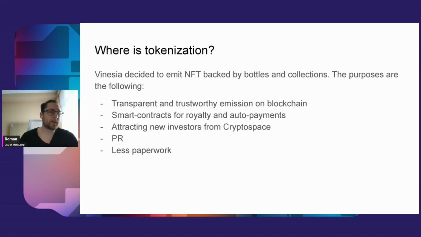That's how it works. So where is tokenization here? Venezia decided to emit NFTs backed by bottles and collections of bottles. Why did they do that? First of all, they needed transparent and trustworthy emission on blockchain. They wanted to make all transfers, all history of transfers, transparent. And more than that, they had an idea to put some data about storage conditions in blockchain, for example climate data, atmosphere data. So it should be a proof that wine is stored in good conditions, in a good place. That's why they wanted to implement blockchain and NFT.